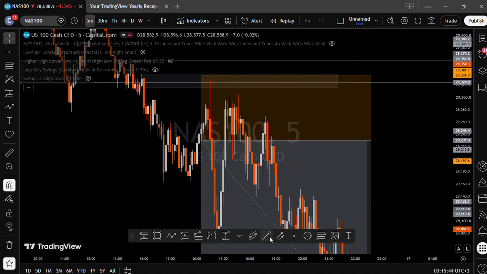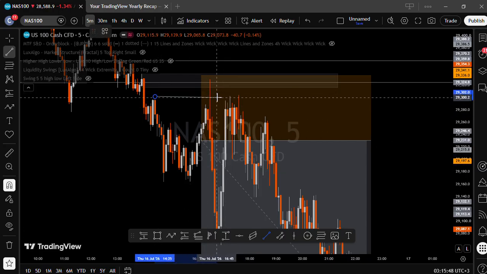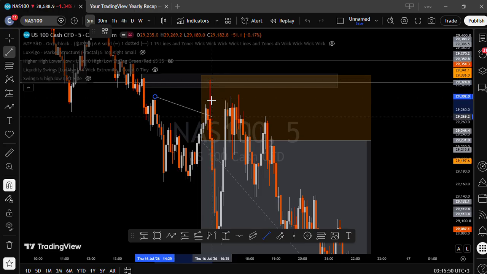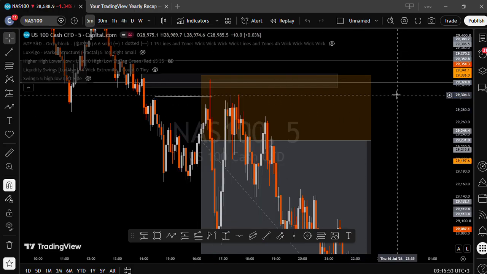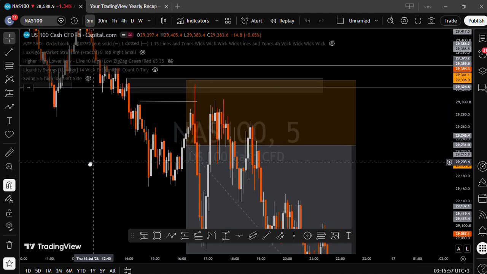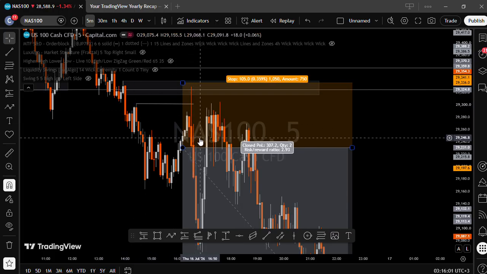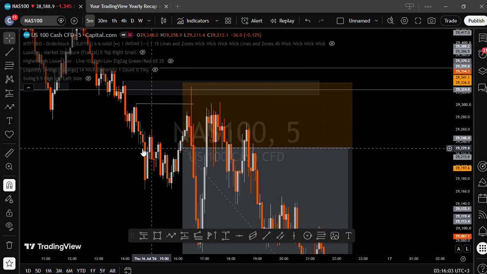I'm sorry, as I said, you'll have to forgive my drawings. They're not the perfect of drawings, but I'll just try my best. We had this liquidity zone over here. What normally happens once you have this zone is we just wait for it to be grabbed, and then we get into a directional close.